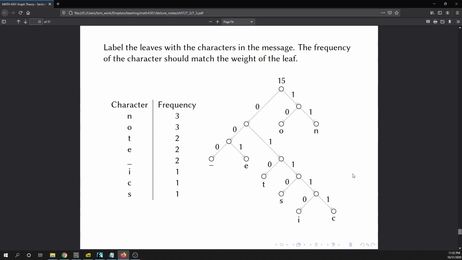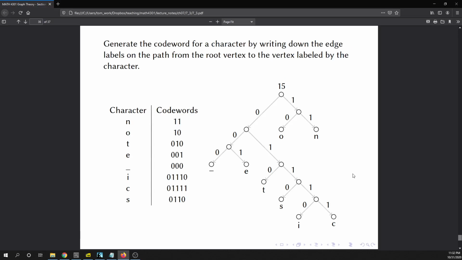All right, so now you are ready to read off your code words. You generate those by writing down the edge labels that appear on the path from the root vertex down to the vertex labeled by the character. For instance, if I want to know the code word for the symbol N, I start up at the root and write down the labels as I go along the path.